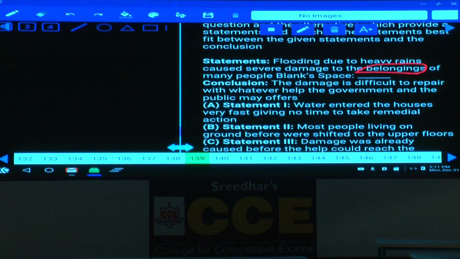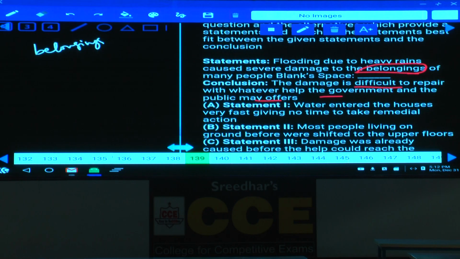Here what is the subject? The subject is the belongings of these people. These belongings cannot be saved. Why? Because a sudden flood has happened. Then what is the final conclusion? The damage is difficult to repair. The belongings were washed away and it cannot be repaired with whatever help the government and the public may offer.